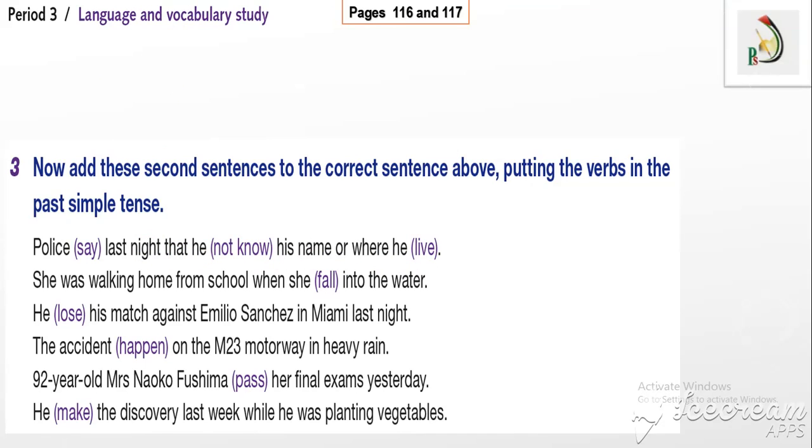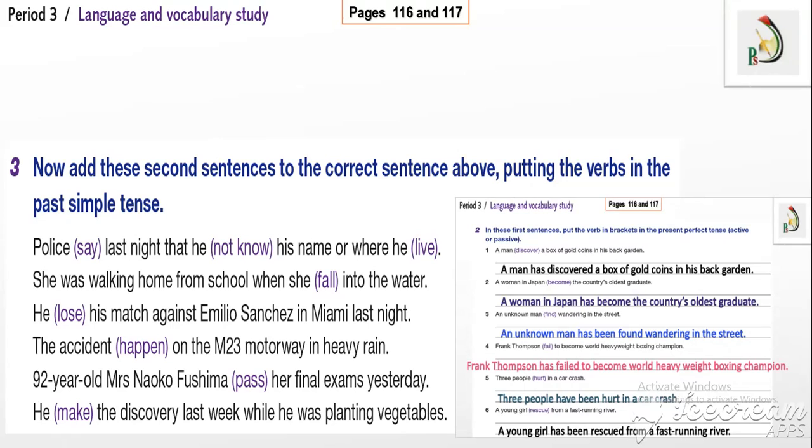So what do we have to do? We have to match this sentence with the activity number 2. See, these are the sentences. So with which one will it go? Police say last night that he did not know his name or where he lived. I'm not changing it into past simple now. Let me match first. Yes, it will go with number 3, which is an unknown man. Good.